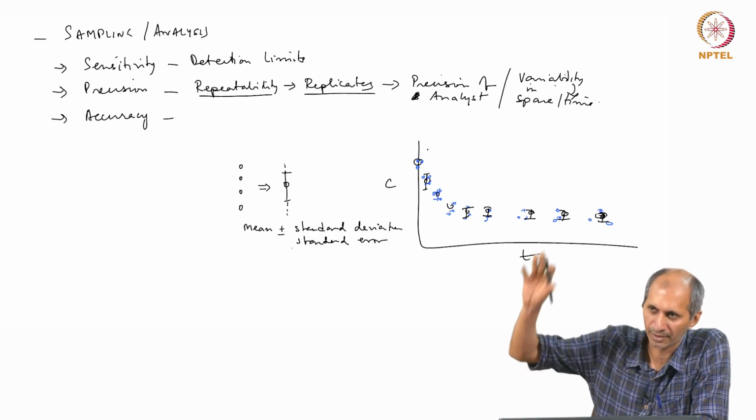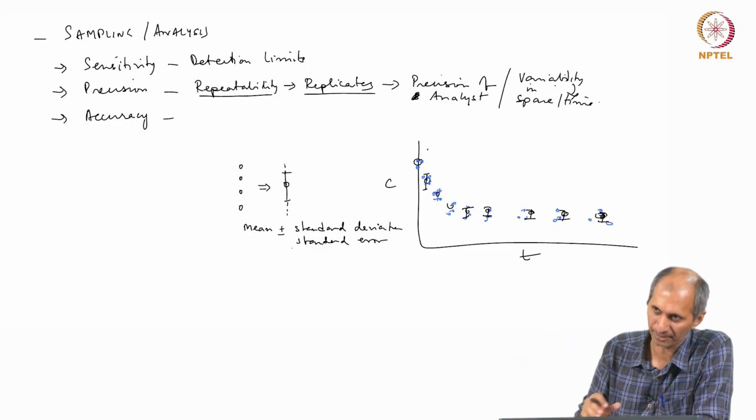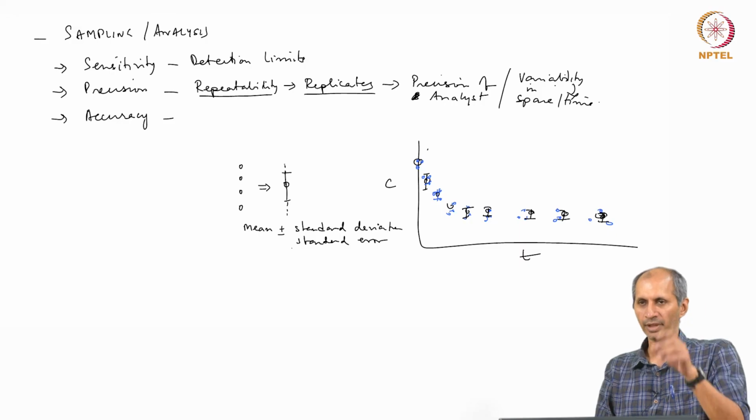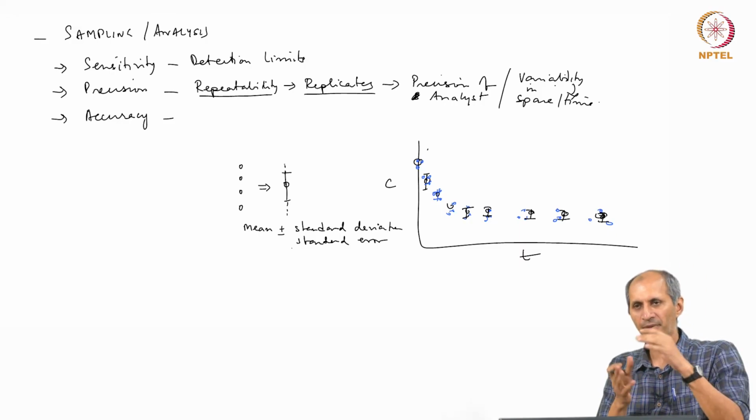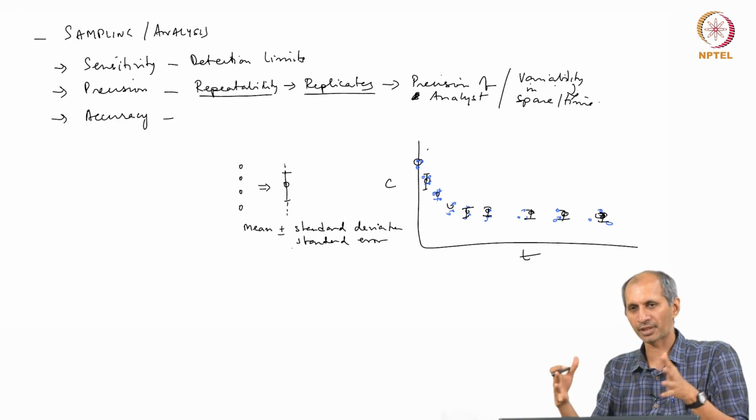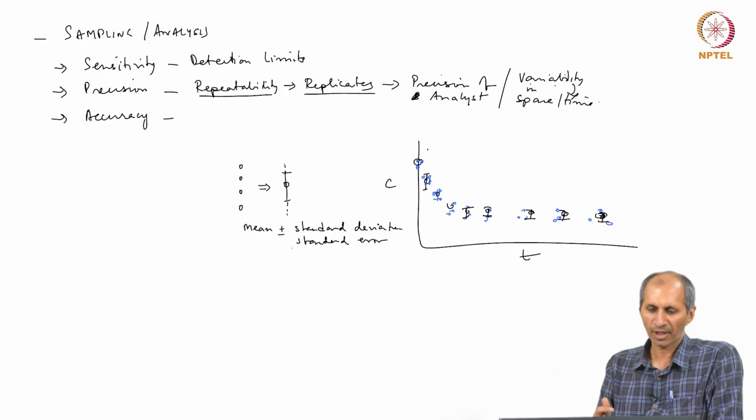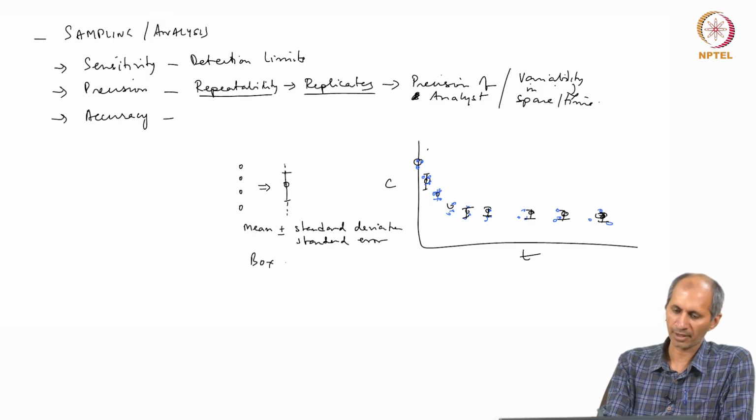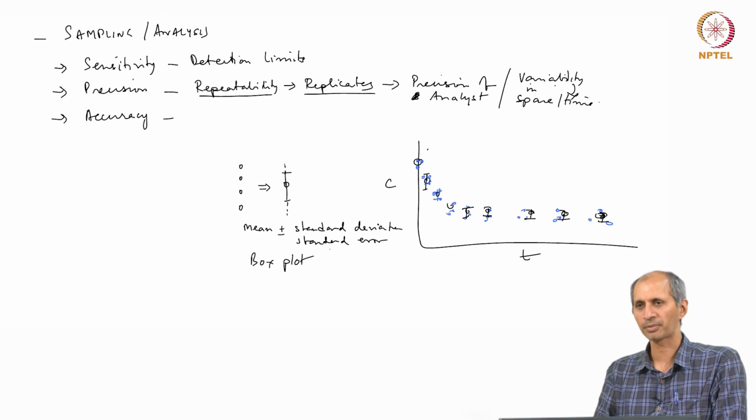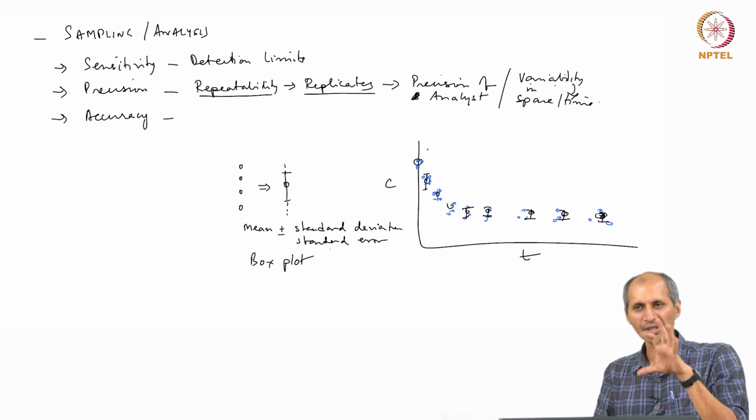If I do this measurement 10 times, 20% of the values are above this value, 20% of the values are below this value, and the rest of them are in the middle. So, you have what is called a box plot that you can make in order to get this. All these possibilities exist. So, it will give you the full representation of the data.